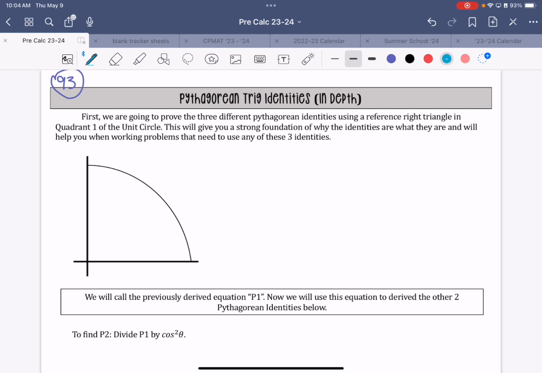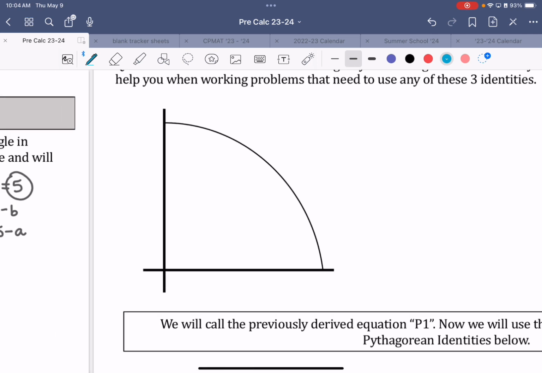So this says, first we're going to prove the 3 different Pythagorean identities using a reference right triangle in quadrant 1 of the unit circle. This will give you a strong foundation of why the identities are what they are and will help you when working problems that need to use any of these 3 identities.